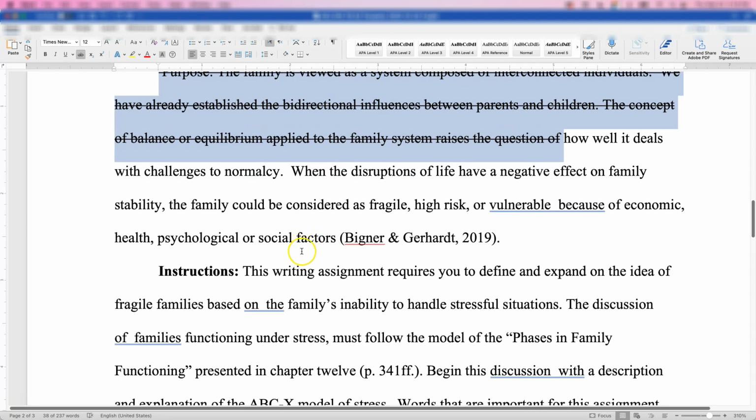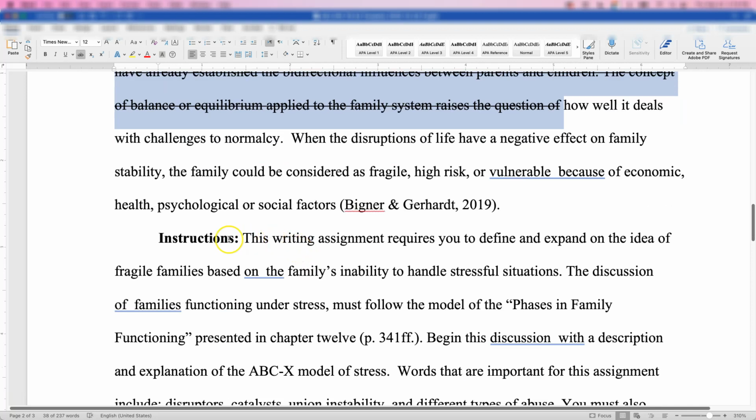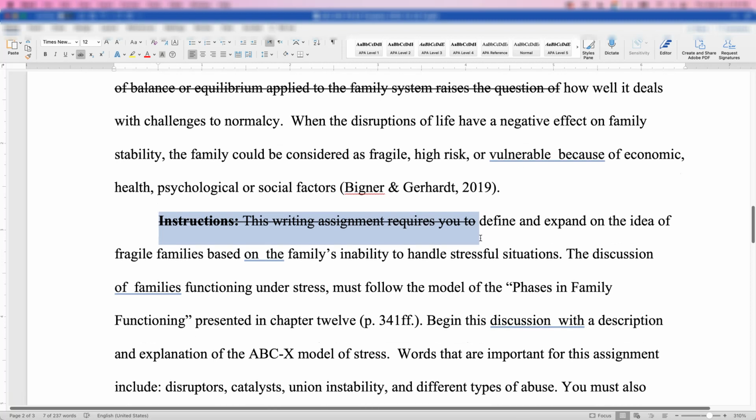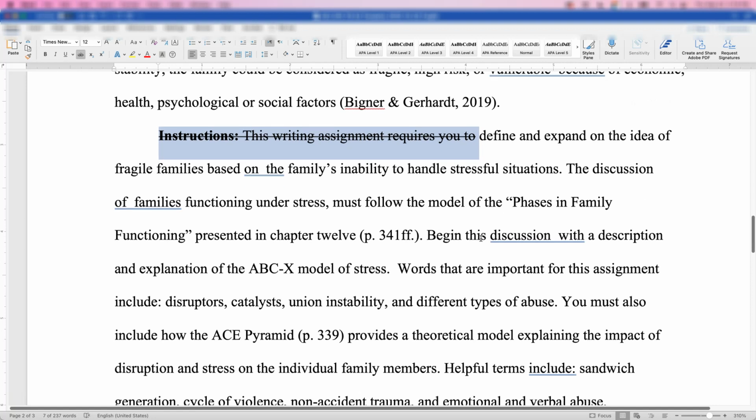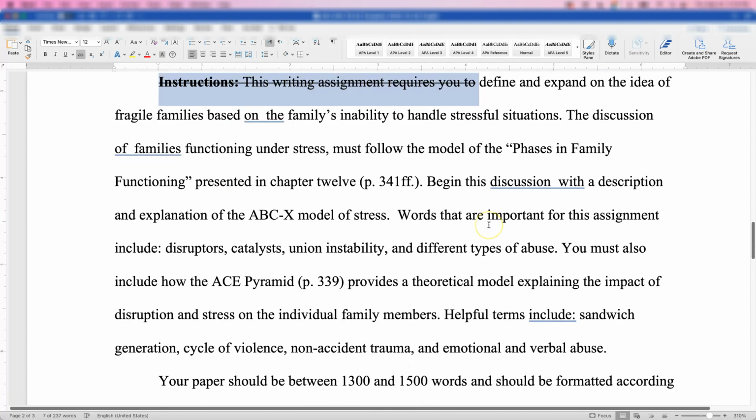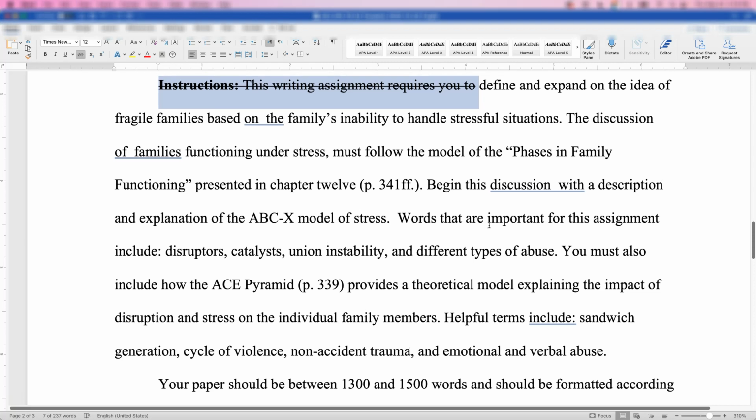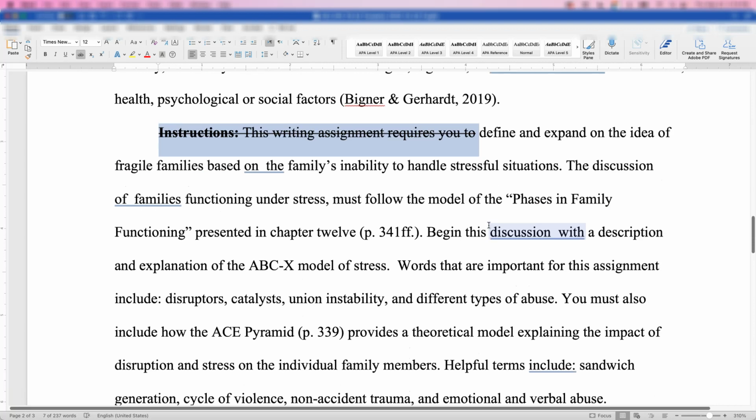All right, so I'm just going to start crossing off some things that will help me focus on what I'm being asked to do. Define and expand on the idea of fragile families based on this. Okay, follow that specific model. And okay, so that's helping me understand what this is supposed to be covering, and to create an outline.